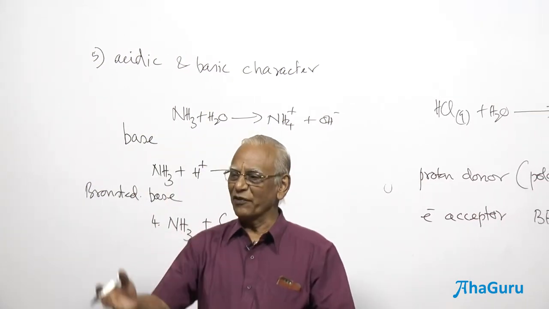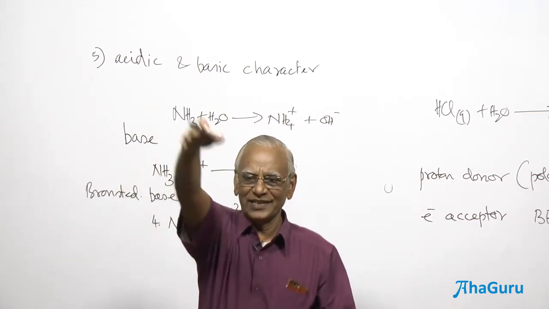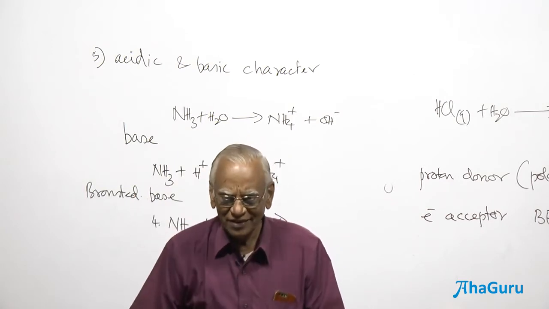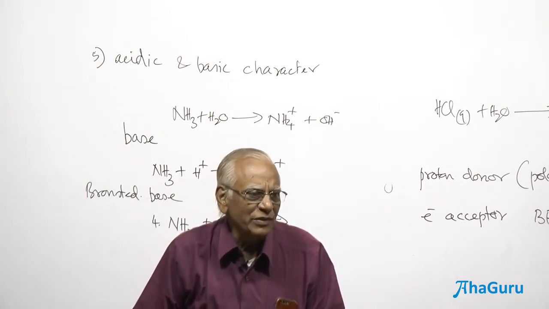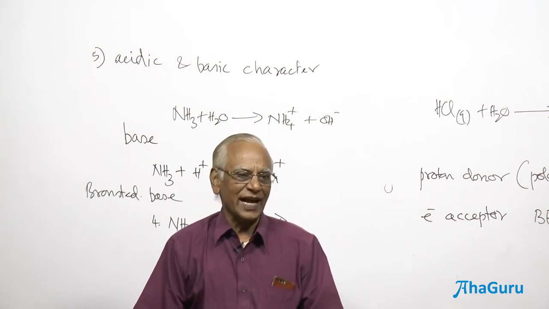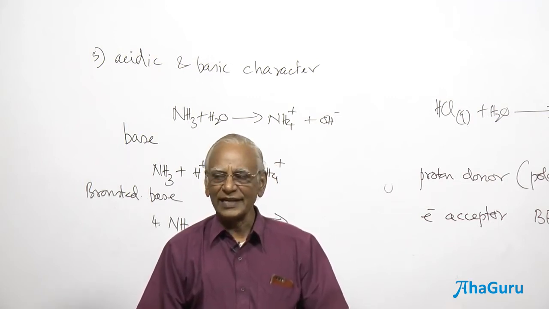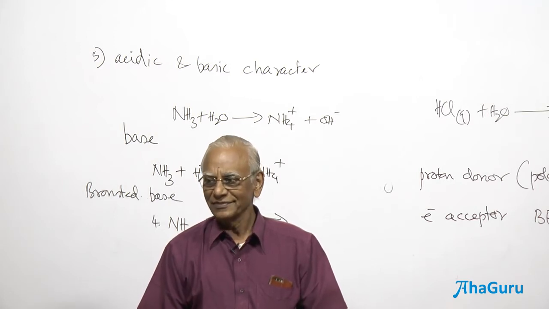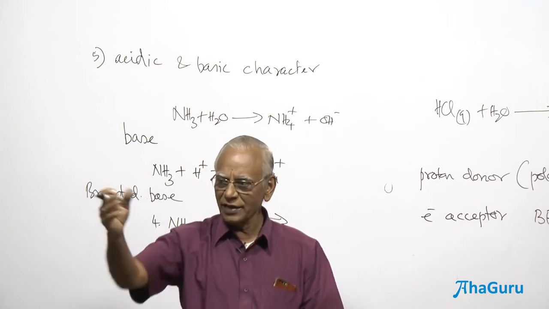What is the electronic configuration of copper? Who knows it? Raise your hand. 3d10? Modified Aufbau principle, 29: 3d10 4s1. As per the Aufbau principle, it is 3d9 4s2, isn't it? Why do you modify it?